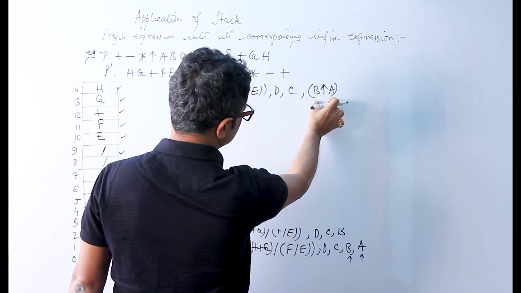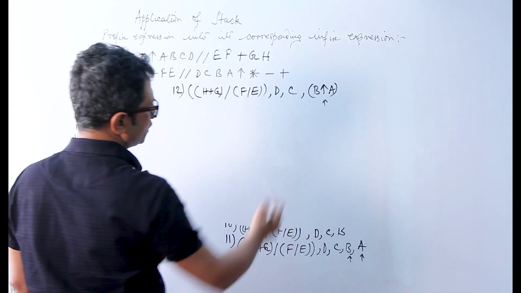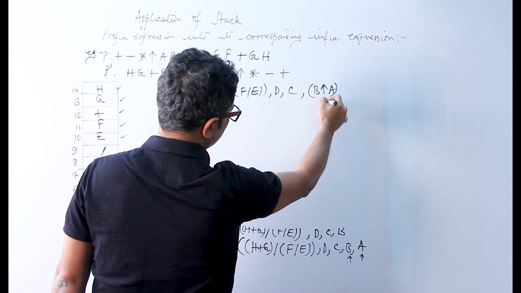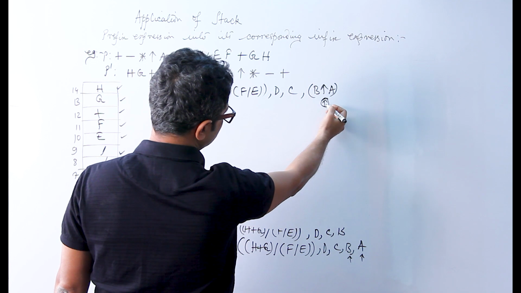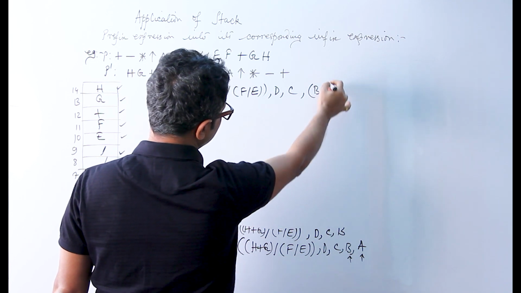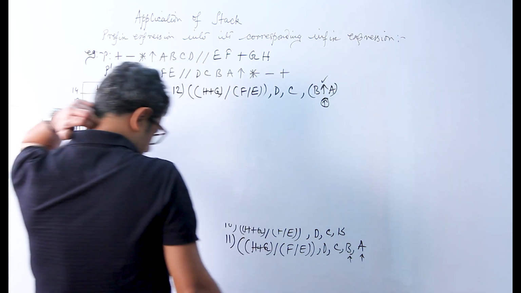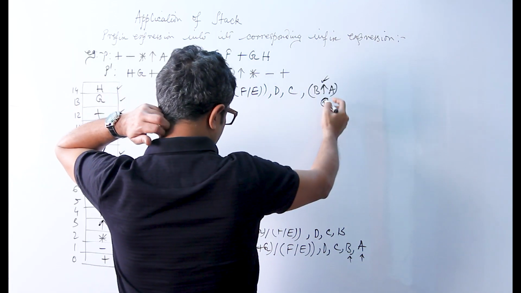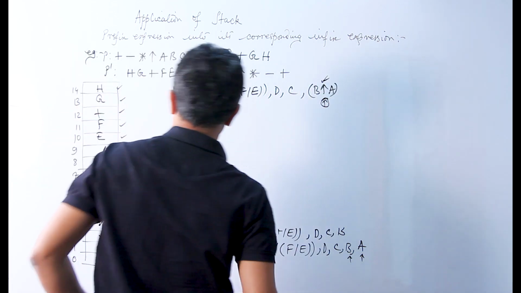So this is the topmost element now. This one is the topmost element. Please don't mix this with this one, because this is just given to show you what the topmost element is, and this is the real operator. This is the exponentiation operator, and this is nothing, just a pointing arrow.